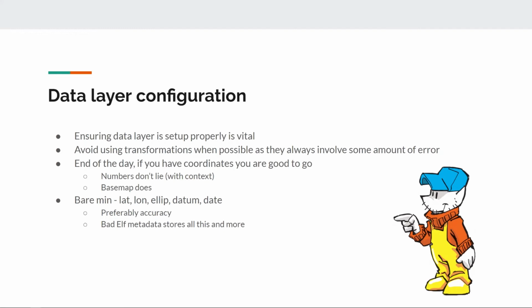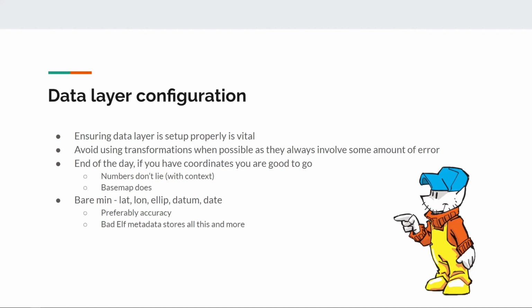You really want to avoid using transformations when possible. We've gone over a whole bunch of different variables and systems today because it really gets complicated. No matter what, if you're going from one system to another, it's always going to involve some amount of error. Sometimes this error is acceptable. I'm going to show you a couple of nice free tools available through the NGS website that can account for that and let you go from one system to another, but it should really be avoided when possible. At the end of the day, if you have coordinates, you are good to go. You can always convert them later.